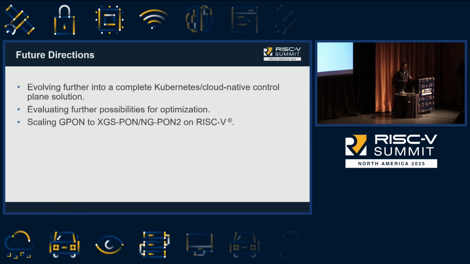We want to scale. We already have a prototype for XGS-PON as well, and we want to scale it to NG-PON2 on RISC-V. And we want to see XGS-PON adaptation in the open telecom edge solutions.